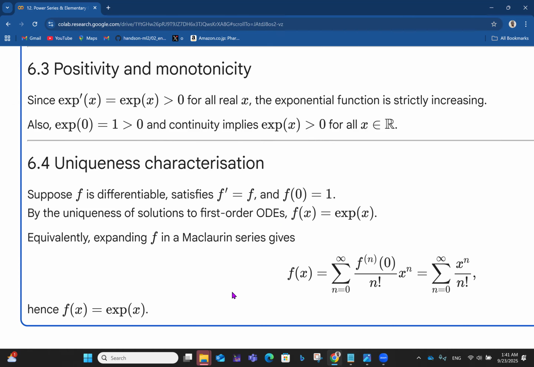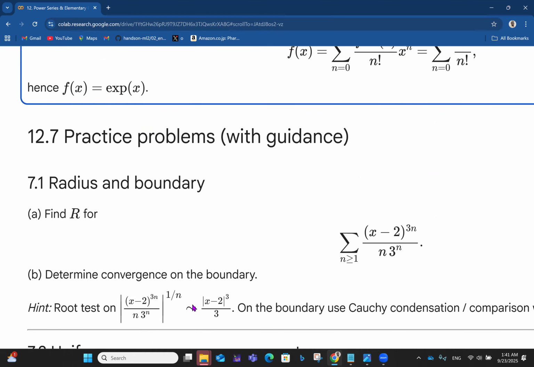Equivalently, expanding f in the Maclaurin series gives f of x equals summation from n equals 0 to infinity of the nth derivative of the function evaluated at 0 over n factorial times x to the n, which ends up giving us a summation from n equals 0 to infinity of x to the n over n factorial. If that happens, automatically f of x is an exponential function, because the end result shows us the summation from n equals 0 to infinity of x raised to n over n factorial. That's an exponential function.